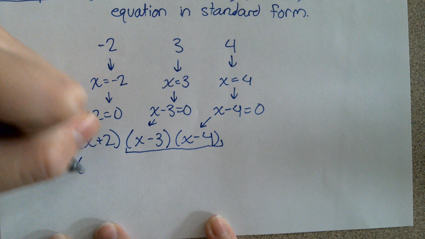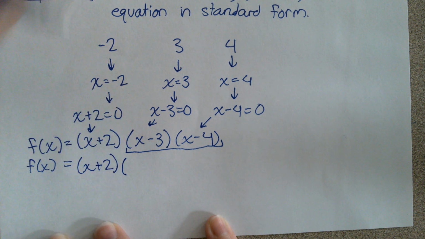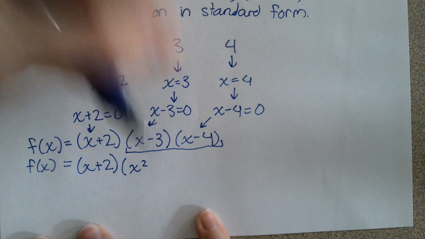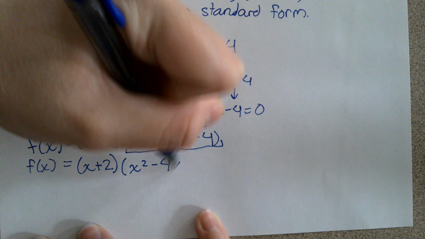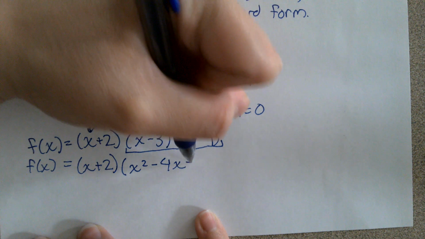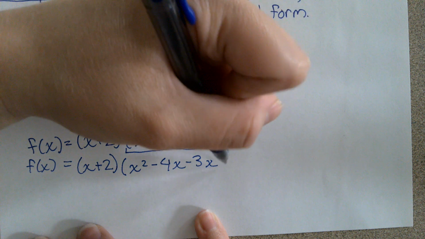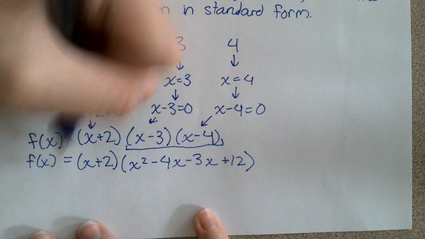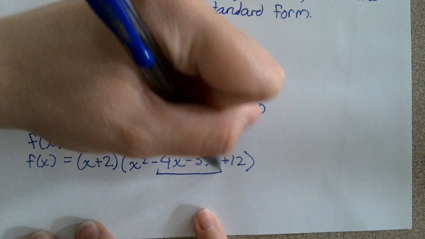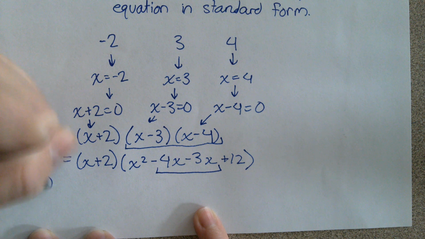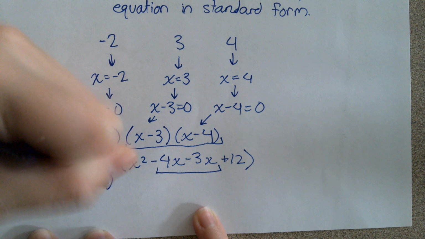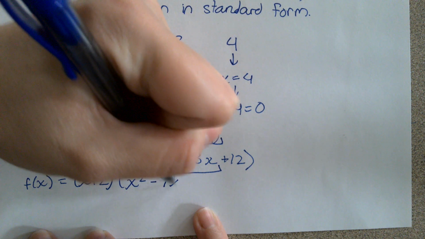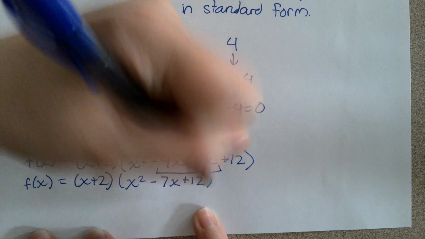So I have x plus 2 times, and then you're just distributing or foiling. X times x is x squared. X times negative 4 is negative 4x. Negative 3 times x is negative 3x. Negative 3 times negative 4 is positive 12. I'm going to take another step here before I multiply this in. We have middle terms here we can combine, so let's do that. X plus 2 times x squared, negative 4x minus 3x is negative 7x plus 12.